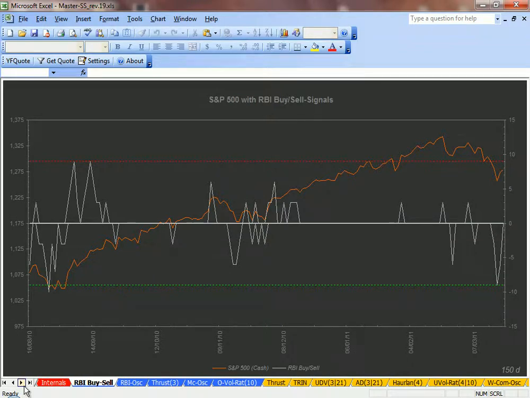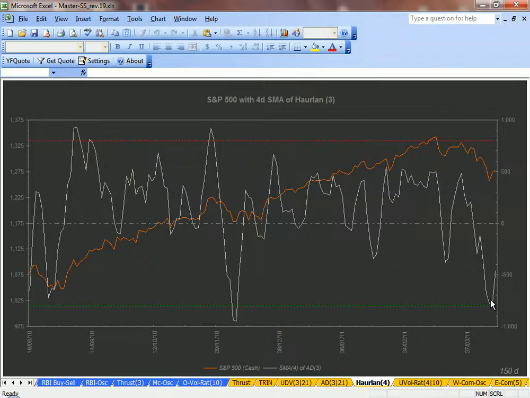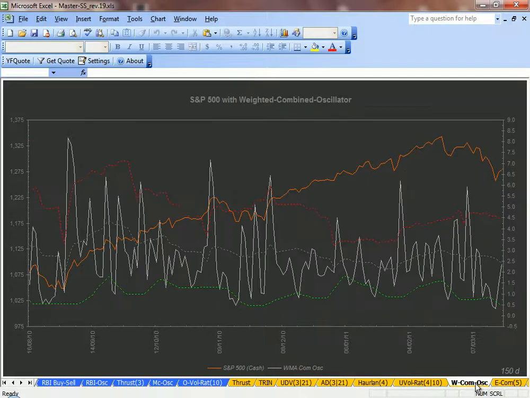As far as the short-term internal gauges from last week, the 3-day or the 4-day volume ratio, 4 and 10-day volume ratios. The Hurlin index, 4-day sum of that, the last time it got this deep was at this low here, last October. And the weighted comb oscillator also comes from below the bottom band up. These are good on the short term on tops and bottoms.